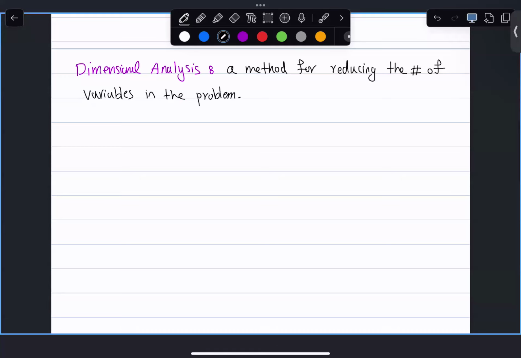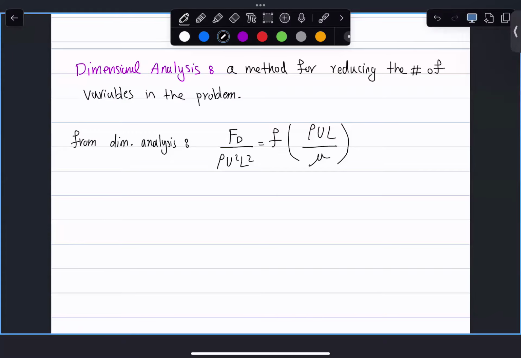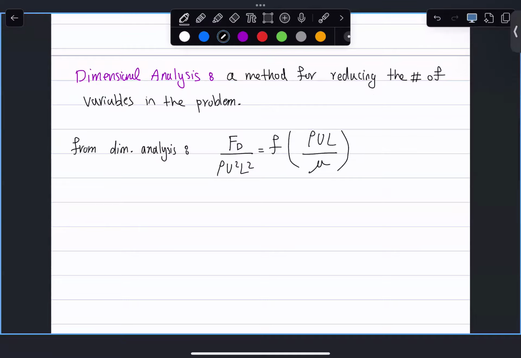And once we do dimensional analysis for this example, we will see in a second that the problem will reduce to F_D divided by rho U squared L squared is a function of rho U L divided by mu. So that 5 variable equation problem turns into a 2 variable problem, where now the new variables are these fractions you see.